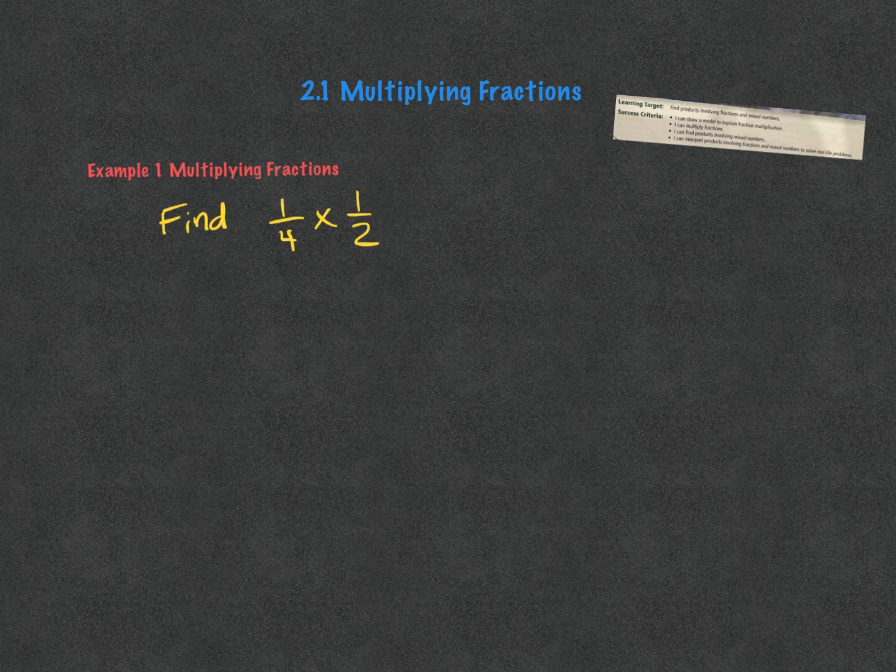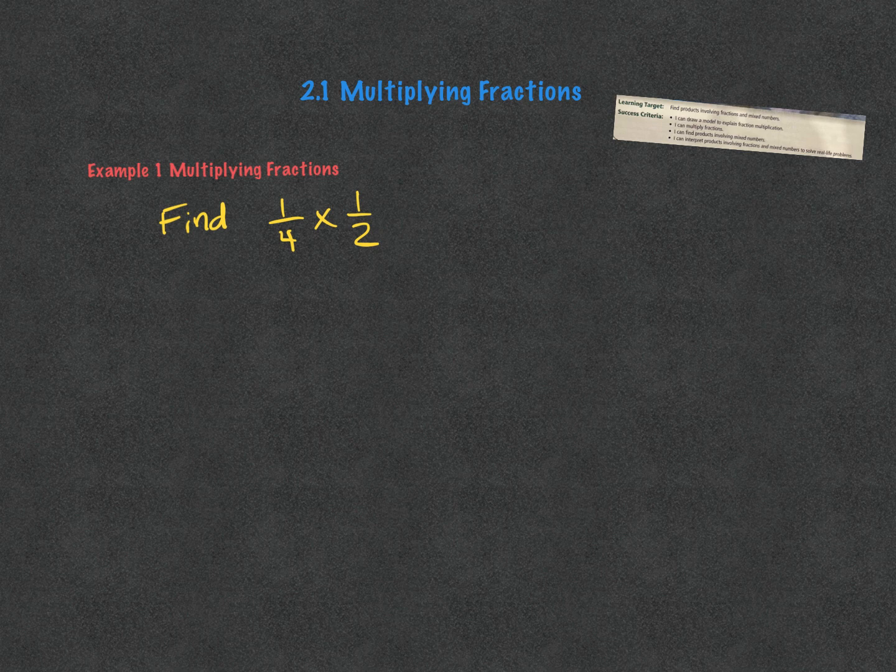So our problem is to find 1/4 times 1/2. And we're going to use a model to basically find this. One thing I want to point out is that when we have our multiplication sign in there, we can read it like this. The word of also means multiplication. So 1/4 of 1/2. And that's kind of what we want to think of every time we say it.